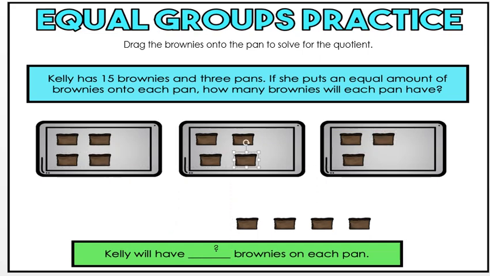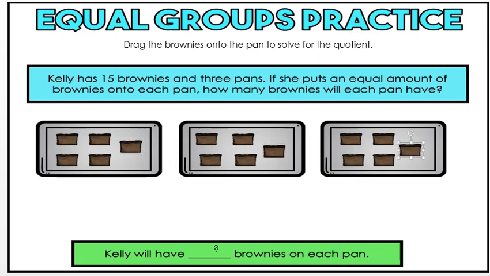Now we have 4 brownies in each one. And then to finish off, we have 5. So we have 1, 2, 3, 4, 5. So in each pan, that means that Kelly has 5 brownies on each pan. So we've separated 15 into the 3 groups, which equals 5. Okay?